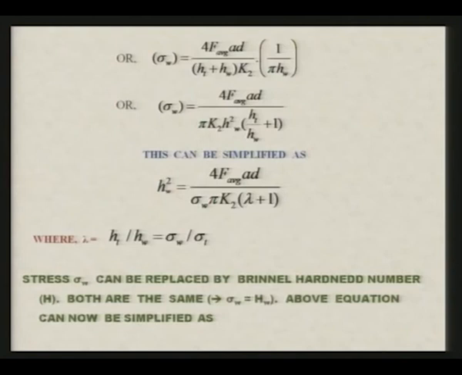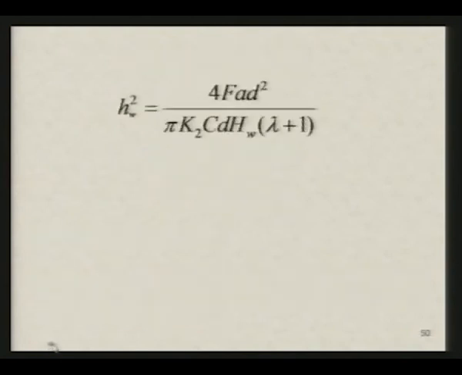The above equation can now be simplified as h_W square is equal to 4 F A d square divided by pi K2 C d H_W within bracket (lambda plus 1).